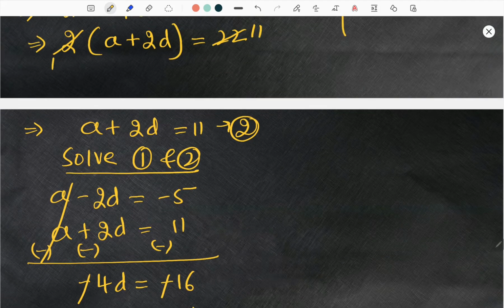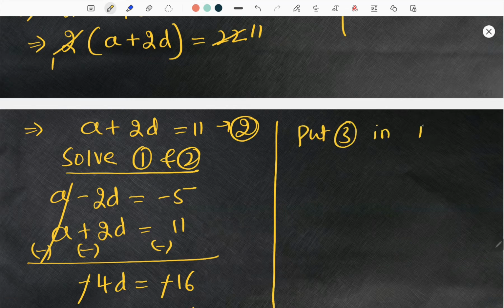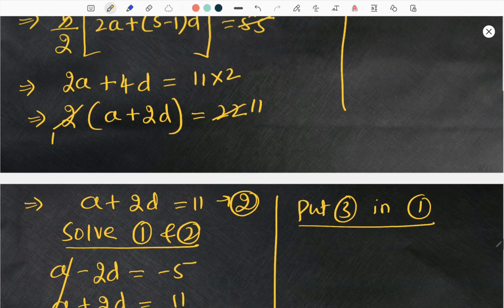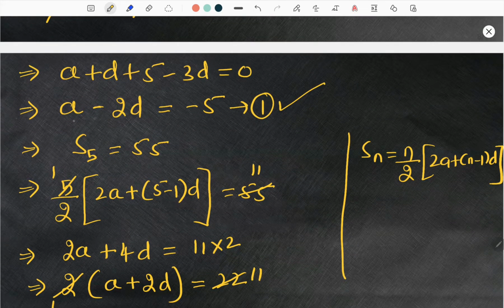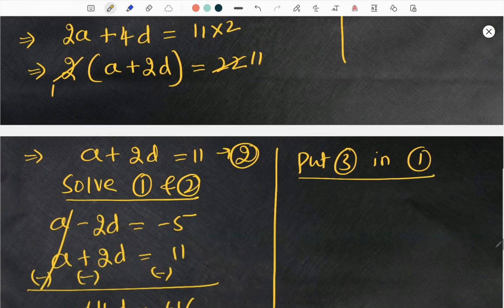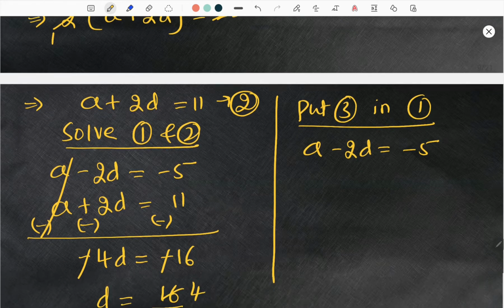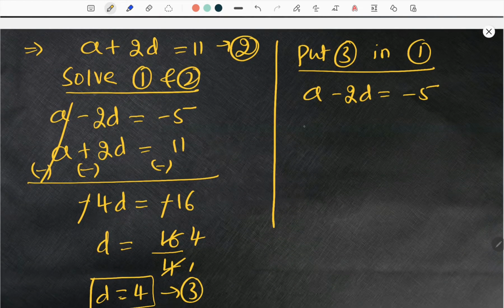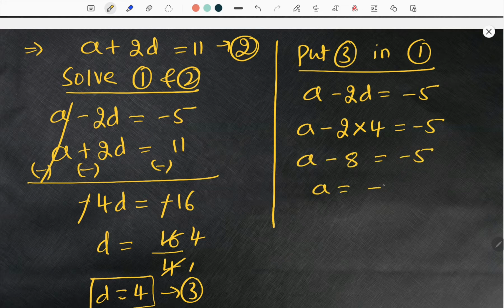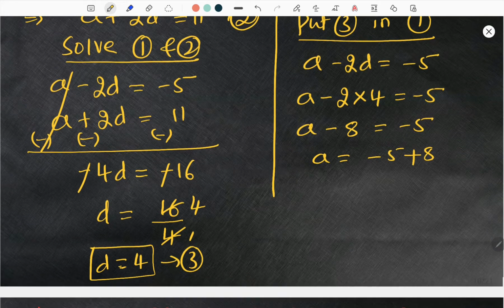Now I am going to put this equation number 3 in any one of the equations. Let me take equation number 1. What is equation number 1 here? The equation number 1 is like this: a minus 2d is equal to minus 5. Let me write that: a minus 2d is equal to minus 5. Alright, you should be able to correlate everything. Then a minus 2 into d, which is 4, is equal to minus 5. So a minus 8 is equal to minus 5. Then a is equal to minus 5 plus 8. Alright, so I am going to get a is equal to 8 minus 5, which is 3.